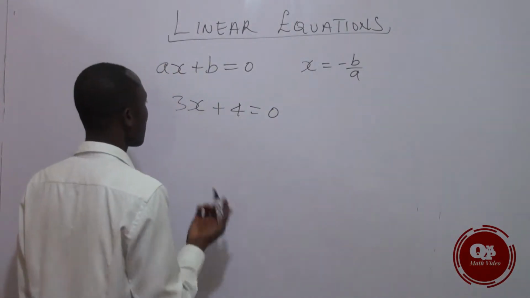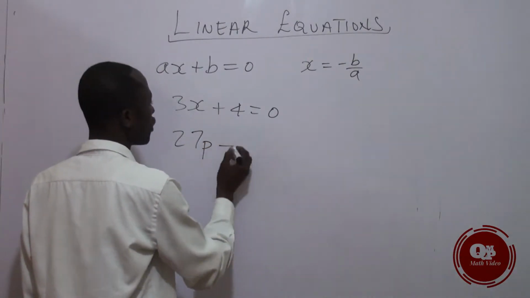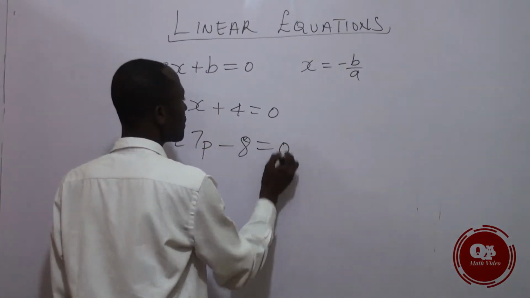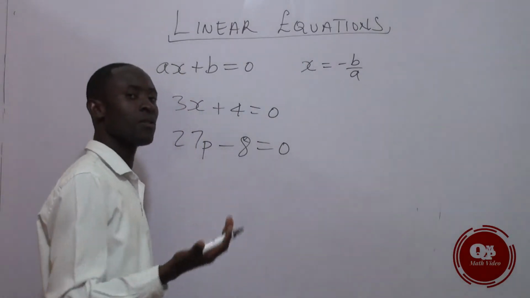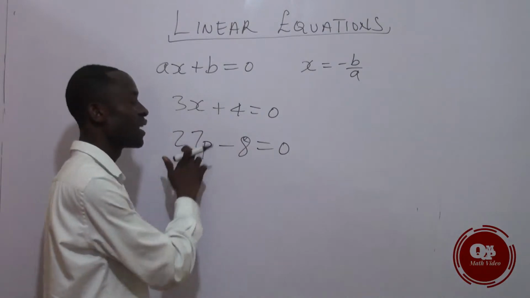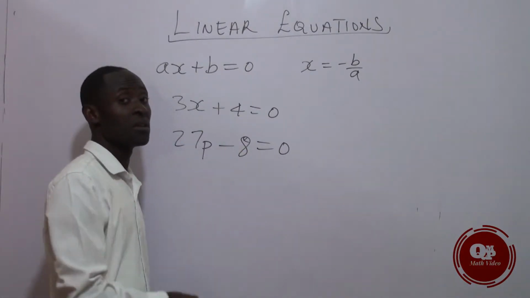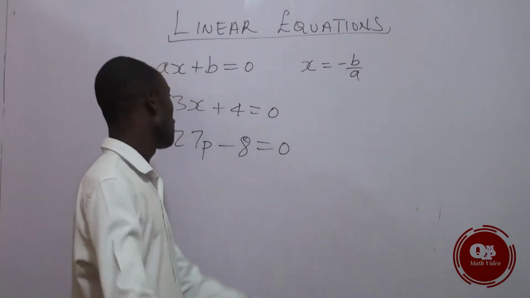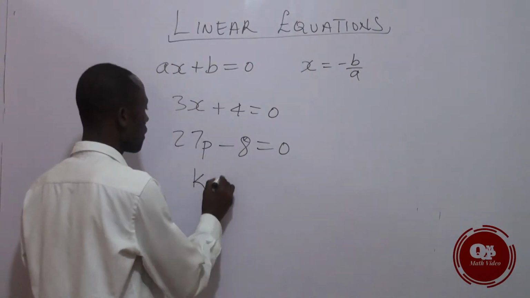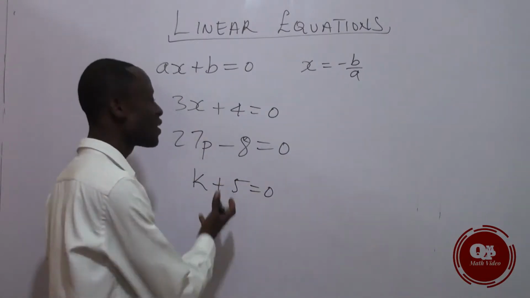So I can write something like 27p minus 8 is equal to 0. This is also an example of a linear equation, because my constants happen to be 27 and negative 8, and my variable happens to be p. Let me give you another example using k. You can write something like k plus 5 is equal to 0. Yes, k plus 5 is also a linear equation.